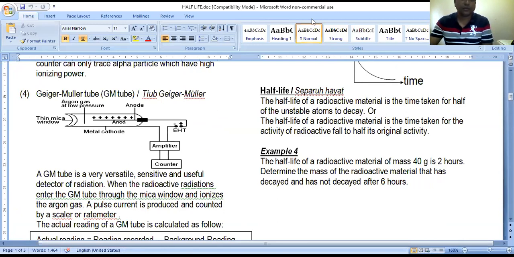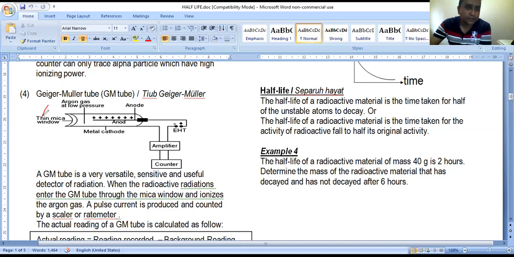There'll be a thin wire here. The thin wire is connected to the positive terminal, and the body is connected to the negative terminal. That means the body here will become a cathode. The window here must be very thin so that alpha, beta, gamma can enter, so that alpha also can enter. Inside it there's argon gas at low pressure.